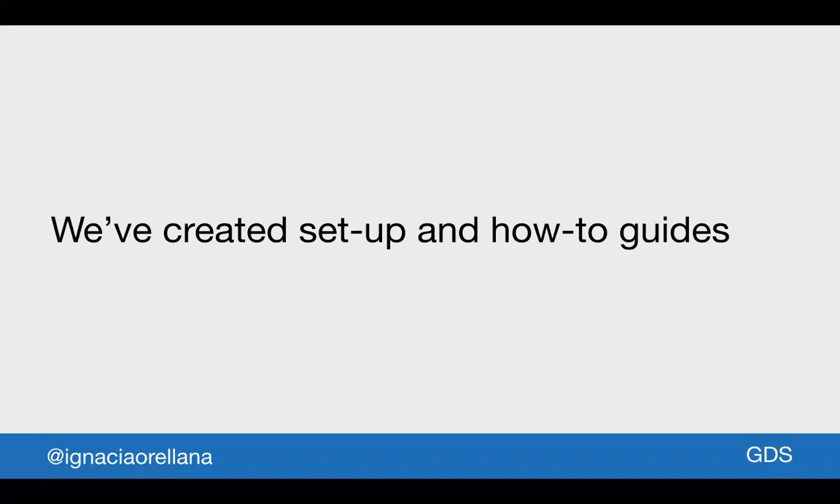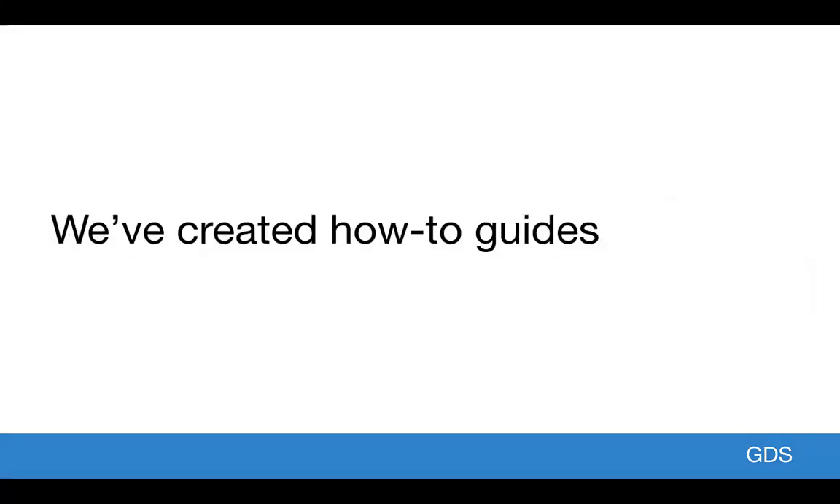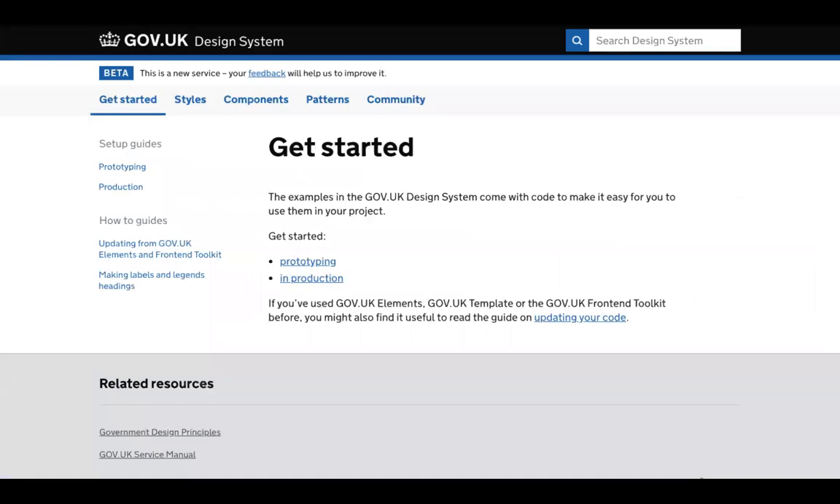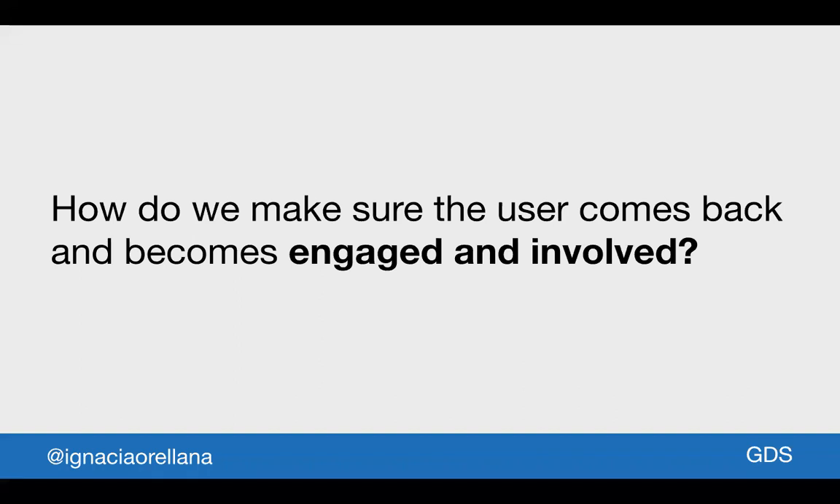We've also created setup and how-to guides to help our users get started with a prototype kit when working in a prototyping environment or a production environment. And after supporting users to set up, we needed to provide them with a safe environment to ask questions, to get support, and challenge things. We need to enable the space for this. So how do we make sure that the user comes back and becomes engaged and involved after using it once?